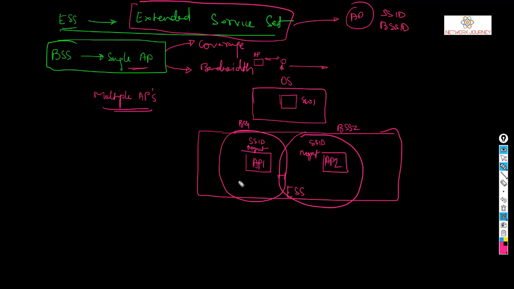So what happens is, if a user who is over here, who is connected to this SSID, walks towards this direction, I don't want his signals to be dropped, or I don't want him getting connected to a new SSID, right? We are keeping a unique or common SSID in both the BSSs.